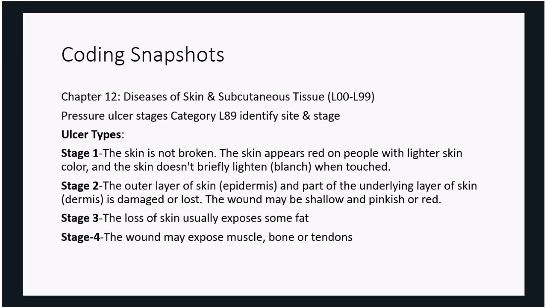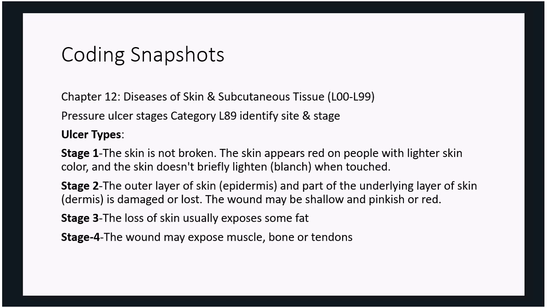Get out your ICD-10-CM codebook and let's go to your Chapter-Specific Coding Guidelines, Chapter 12, Diseases of the Skin and Subcutaneous Tissue. The code range for this section is L00 through L99. Pressure ulcer stages for category L89 are: identify the site and the stage. So in your coding of ulcers, remember that you have to identify both the site of the ulcer and the stage.